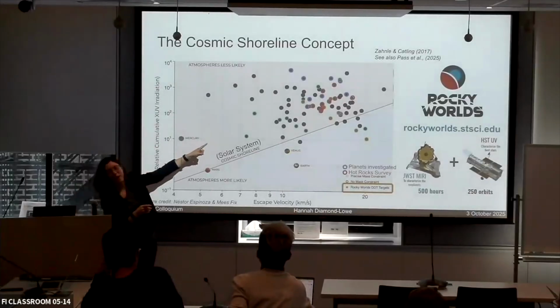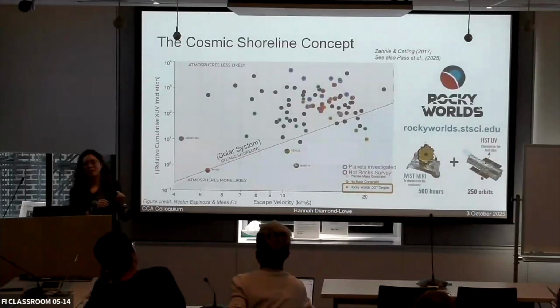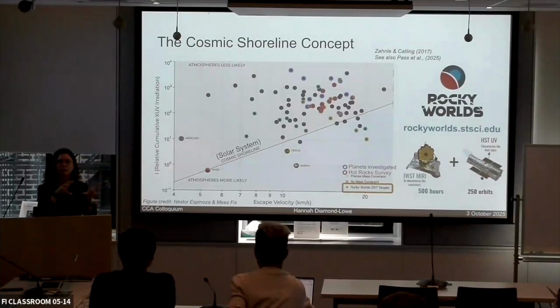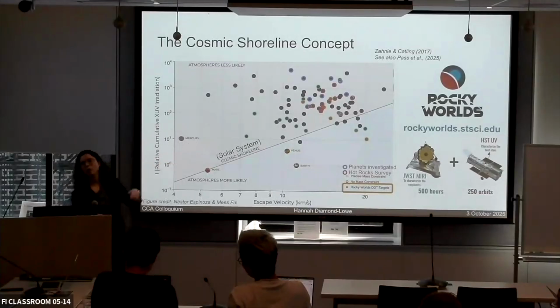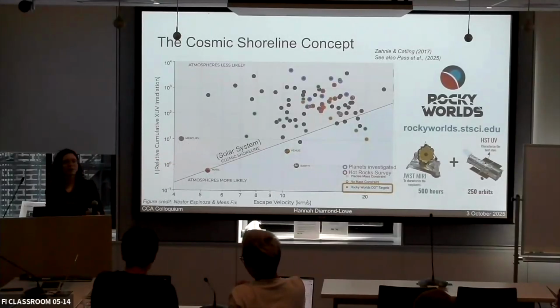Would it move if you made different assumptions? Yes, there's a great paper by Emily Pass et al. that actually does this, correcting the later M dwarfs for some of that, and some of these points do move around as a result. That's a really excellent paper.